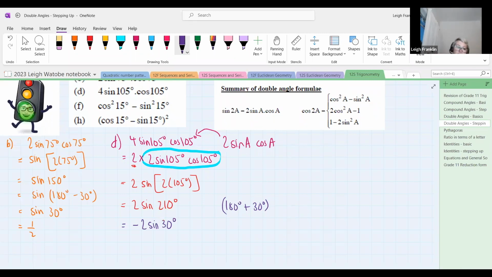Okay, so I put the negative at the front, or I could write 2 times negative sine 30 if I wanted to, but we generally put the negative at the front. And now I can say negative 2 times the sine of 30. The sine of 30 is a half. So the final answer would be negative 1. Okay. Yes, thank you, ma'am. All right, no problem, Danelle.